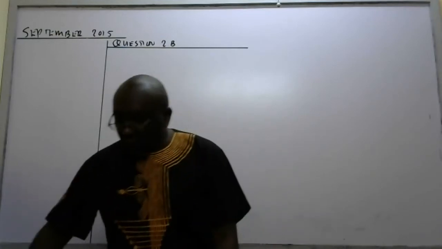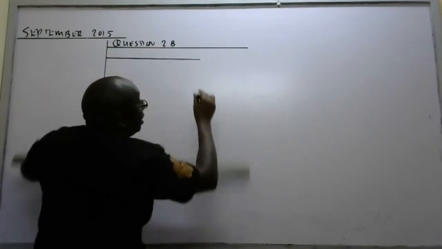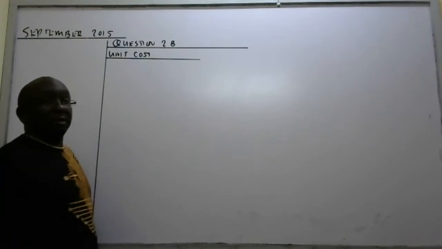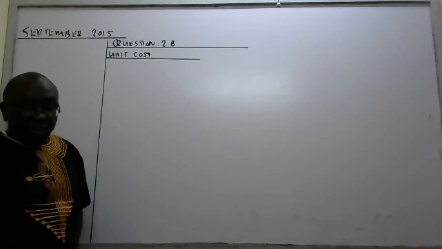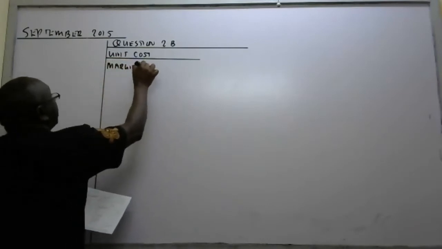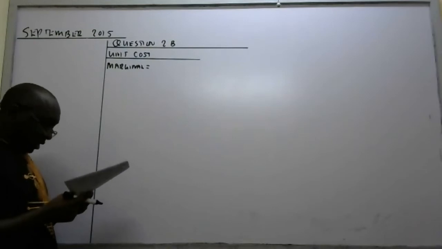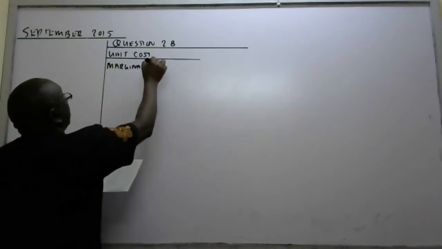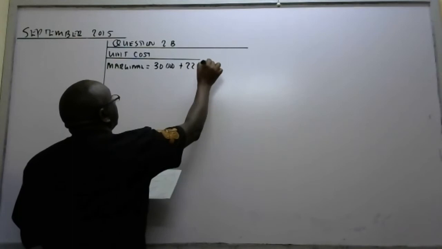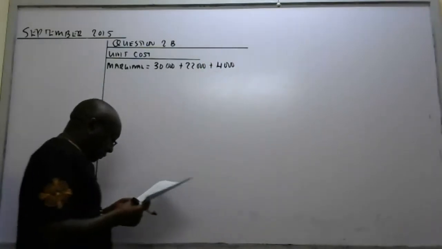So as you know, when you are told to do marginal costing issues, I have always told you, you should begin by identifying the unit costs. And the unit costs, there are two of them. We start with marginal, and marginal captures the variable production cost only. So the variable production costs are the direct materials, which is 30,000, plus the direct labor, which is 22,000, plus the variable production overheads, which are 4,000.